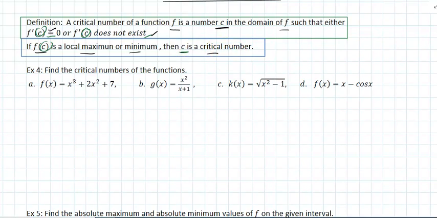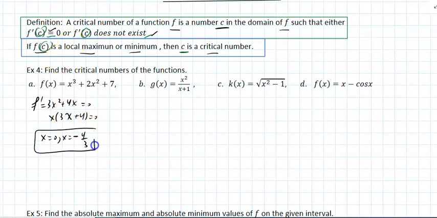So, first example, example 4, says find the critical numbers. Well, take a derivative. That is 3x squared plus 4x. And you set that equal to 0. Well, it's defined everywhere. So where does that equal 0? That's when x times (3x plus 4) equals 0. So x equals 0 and x equals negative 4/3 would be my two critical numbers. So critical numbers are, if there is a maximum or a minimum, it must happen at one of these 2 points.